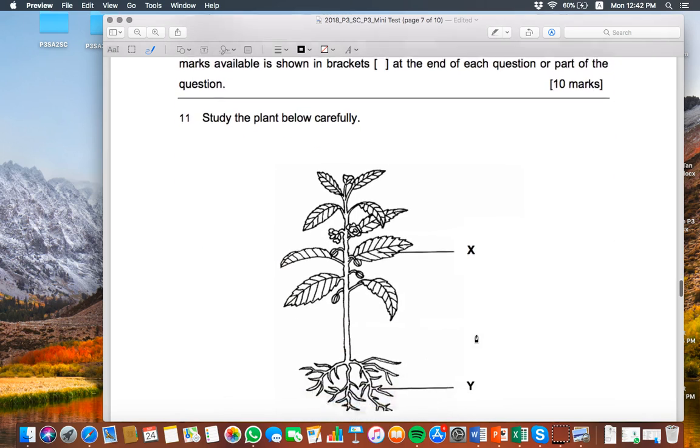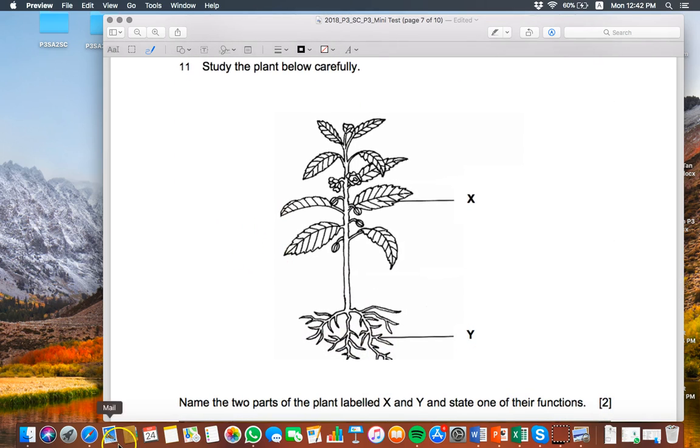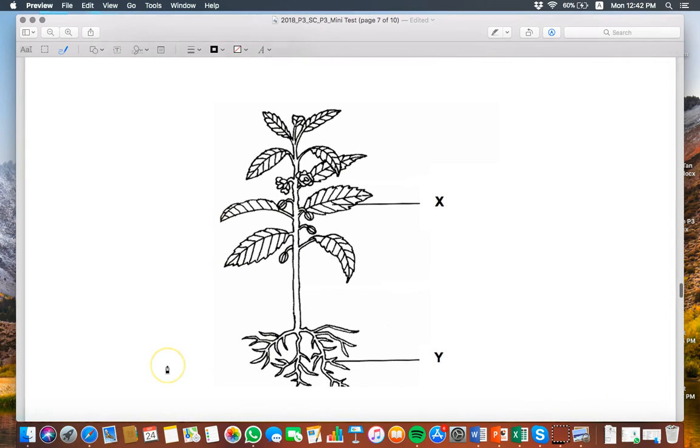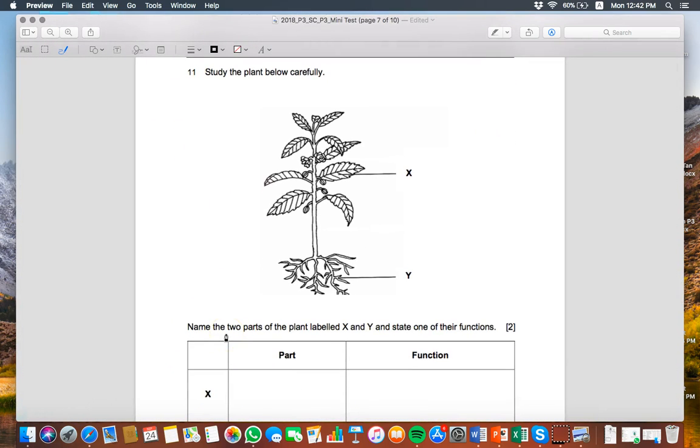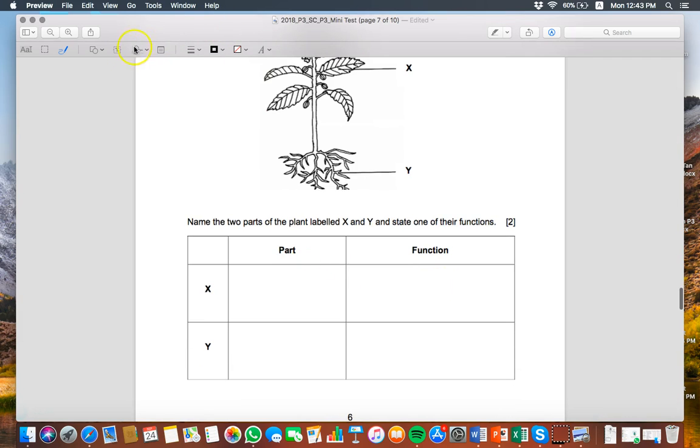Let's look at section B. Study the plant below carefully. Name the 2 parts of the plant labeled X and Y and state one of their functions. So how do we mark this? For the part, it will be half mark each. And for the function, it would also be half mark each. So half, half, half, half will give you 2 marks. Understand?